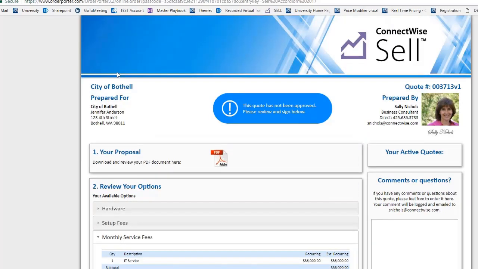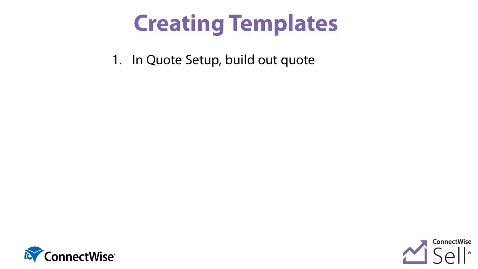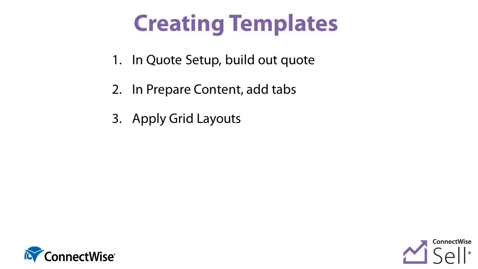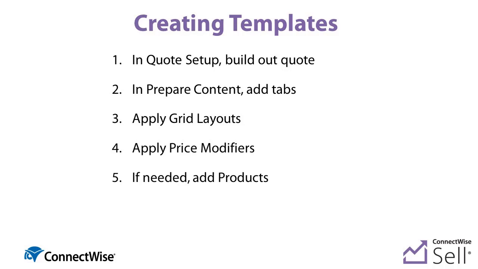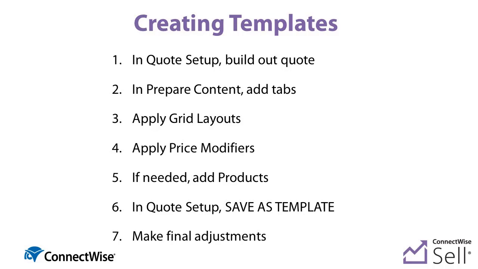So you can start to see how if you have a template that's built, you can actually create your quotes pretty darn quickly. So build out your quote, go to prepare content, add in all of the tabs, apply your grid layouts, apply your price modifiers. If you need to pre-add products, you can go ahead and pre-add products. And then when you're ready to turn it into an actual template, you just go to quote setup, save it as a template, and make your final adjustments.